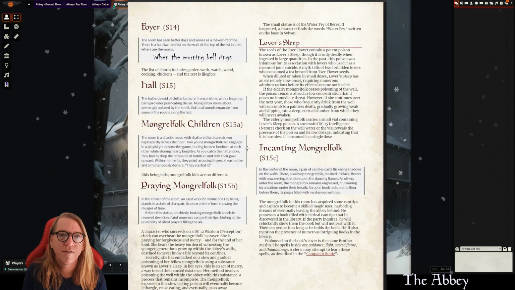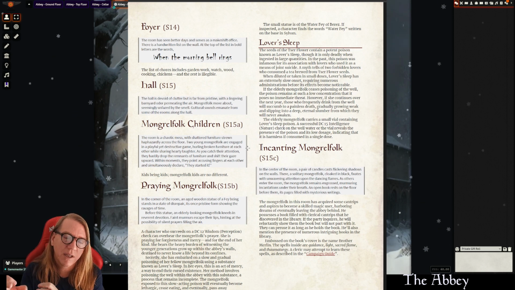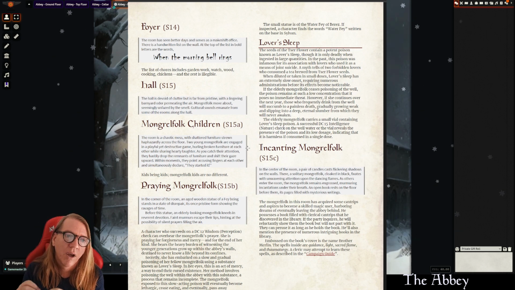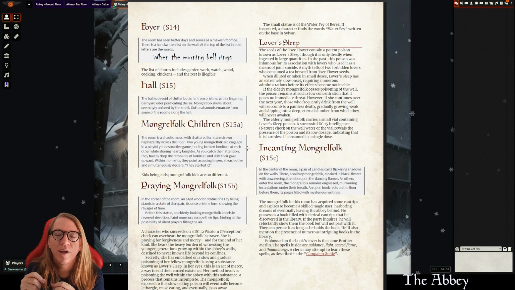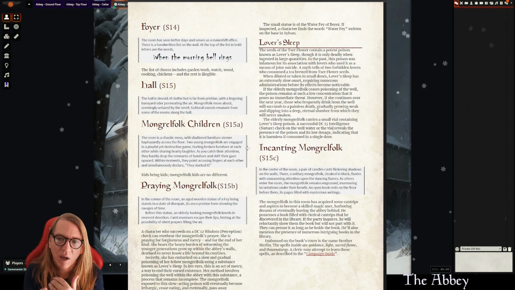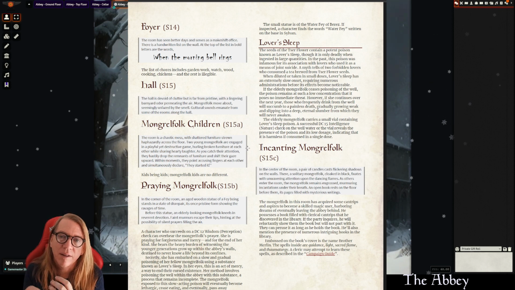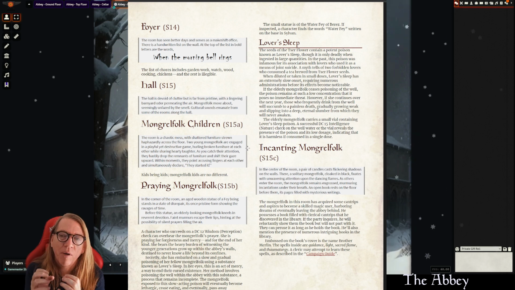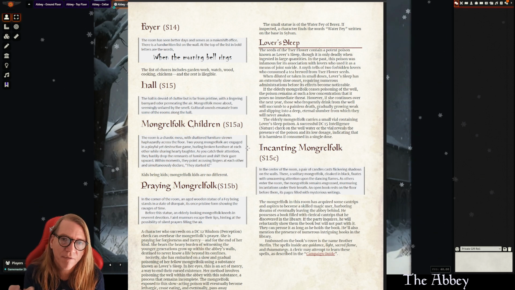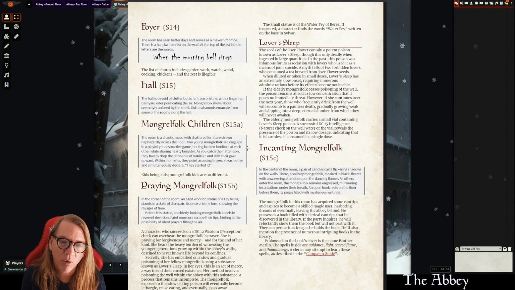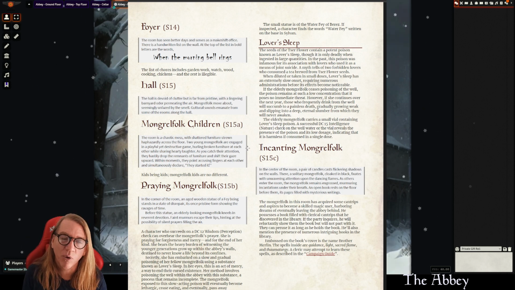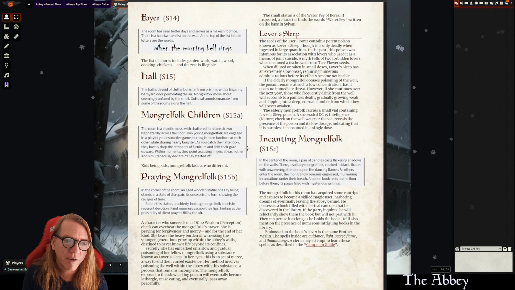Now, Area 15, which is all those rooms in the Abbey, are again little vignettes that I set up with the Mongrelfolk. Sometimes it can be a social encounter. Sometimes they have some particular item. Sometimes they're sharing a little bit of clues. But I really wanted to create this day in the life of the Mongrelfolk. Of course, you can run these as combat encounters.